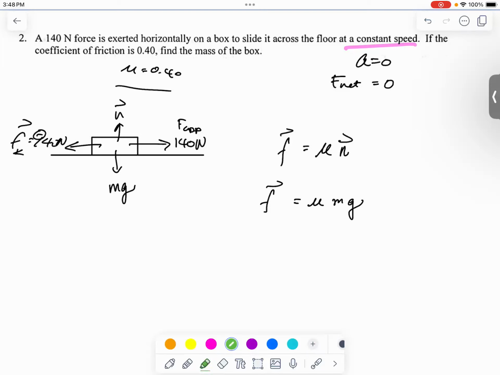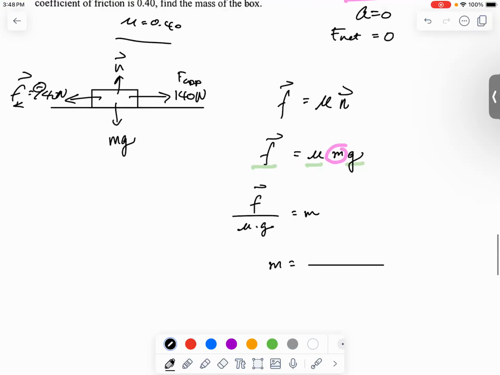So we have a pretty decent scenario right here. We know friction, we know mu, and we know g. So the only thing that we don't know is the mass. So you may plug numbers in now, or you can just go ahead and solve for mass, and then plug in your numbers. So 140 newtons, 0.4 is the mu, and then 9.8 meters per second squared. So whatever the calculator says, that should be your mass.